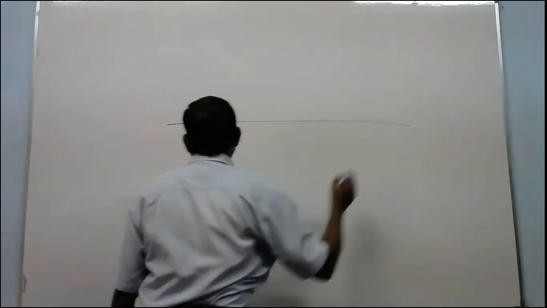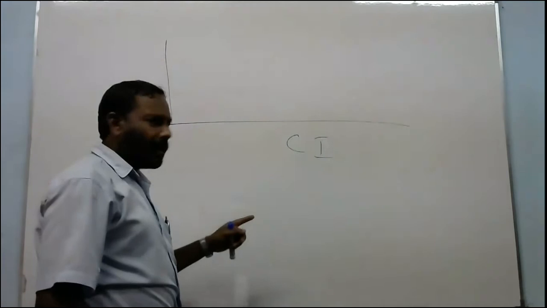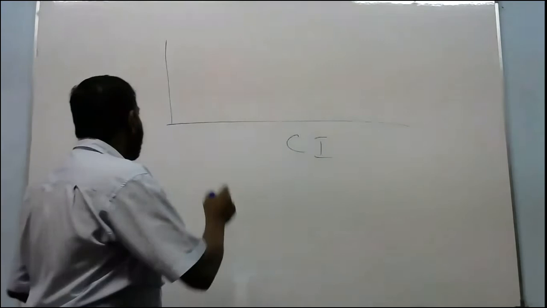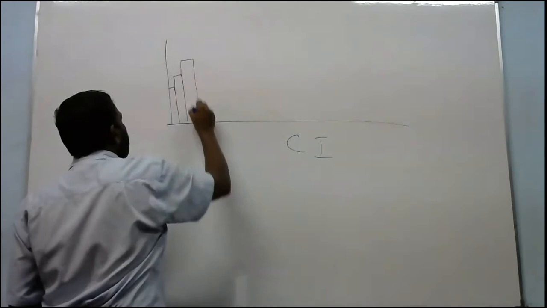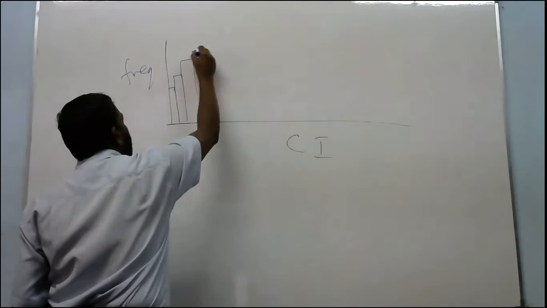Let's say I have the class interval. These class intervals are very narrow class interval. Let's say I have very small class intervals with the frequency. This is frequency. These are class intervals.